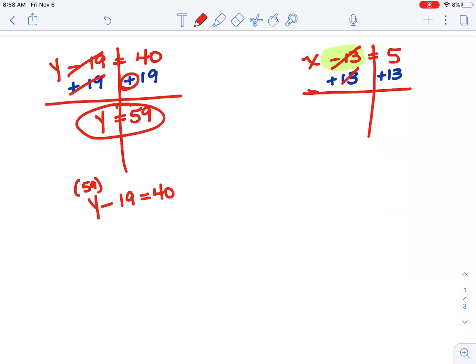So opposites collide, crash, boom, disintegrate, and leave me just with that x. And then on the right side, I add, and I get 18. So let's go back down here, write the original problem. Let's stick in an 18 for that x, because that's what we said x is. Put in your calculator 18 minus 13. You should get 5, because that is what x has to be.